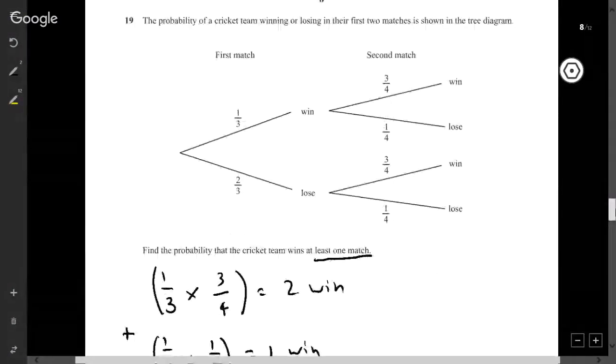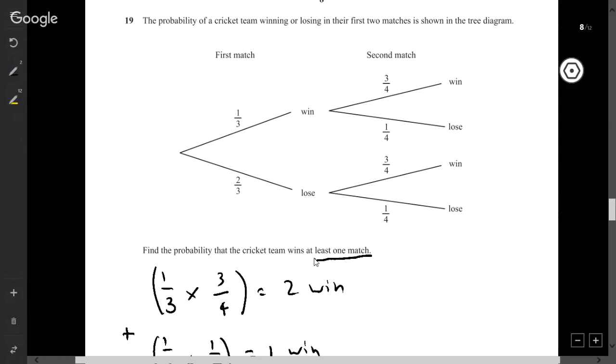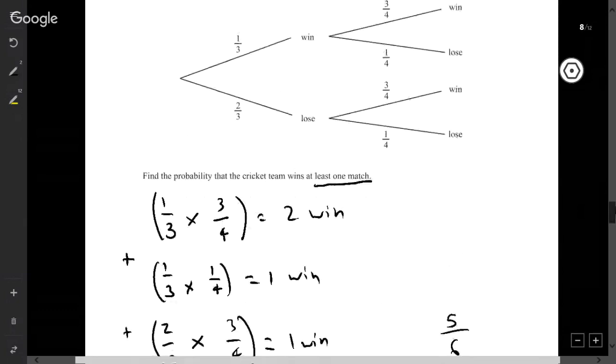Okay, number 19. The probability of a cricket team winning or losing in their first 2 matches is shown in this diagram. Find the probability that the cricket team wins at least 1 match. So, at least 1 match. In the first match, we can say that they won, and if they win again, that's at least 1 win. So that's a third times 4 over 3.